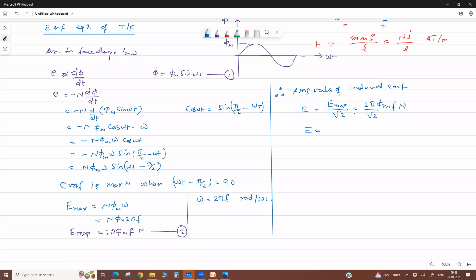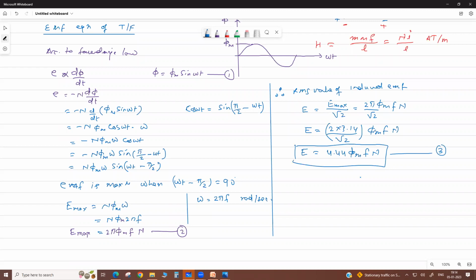E equals, then see, 2 pi means 2 into 3.14 divided by root 2. This value will come, then phi m f N. So this E comes to 4.44 phi m f N. It is the general induced EMF.